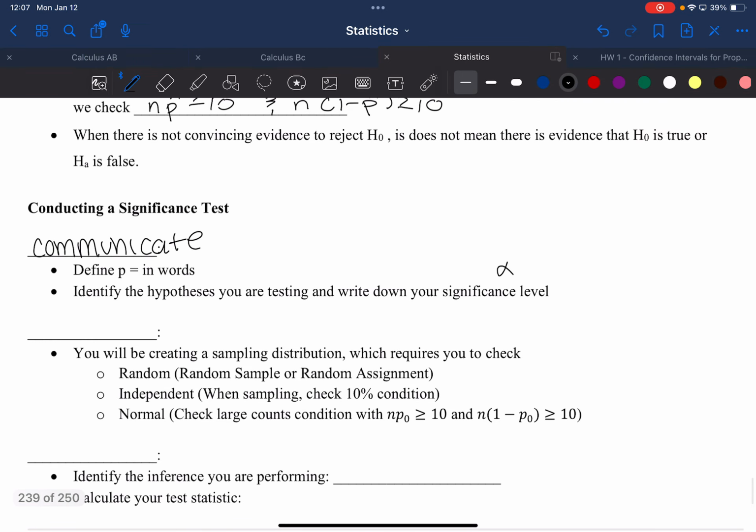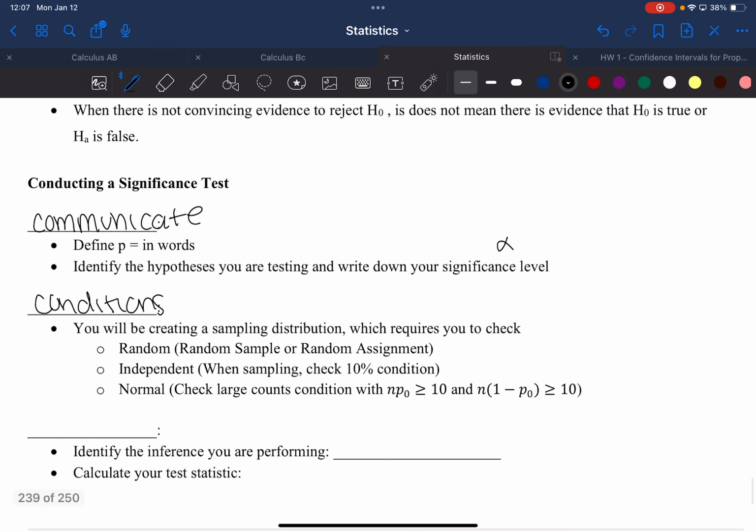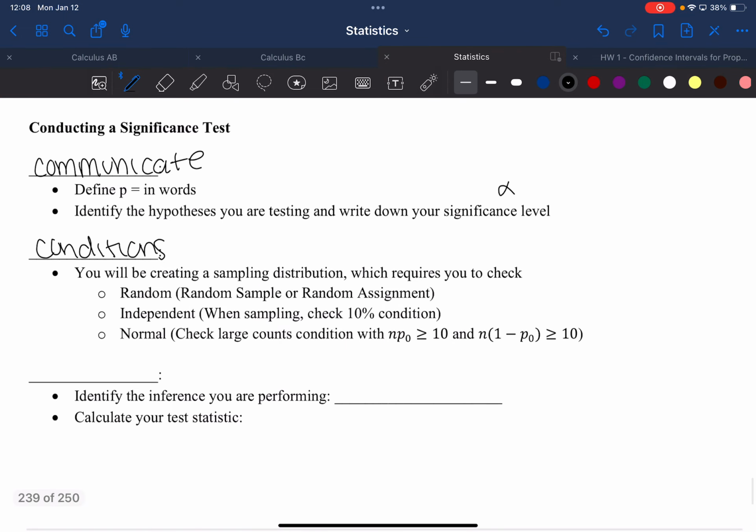Okay. What's the second C? Good. You could say create or conditions. Okay, so now that we're towards the end of the course, we're going to use conditions more than create because we are trying to prove or disprove certain conditions. That's why we call it conditions. Remember, our 3 conditions are random, independent, and normal. And within each of those, you have to use a certain condition, like 10% or large counts. What is our third C?